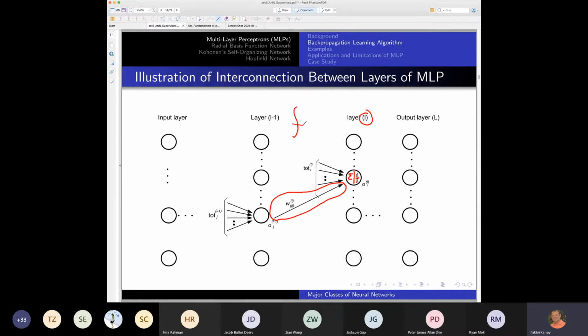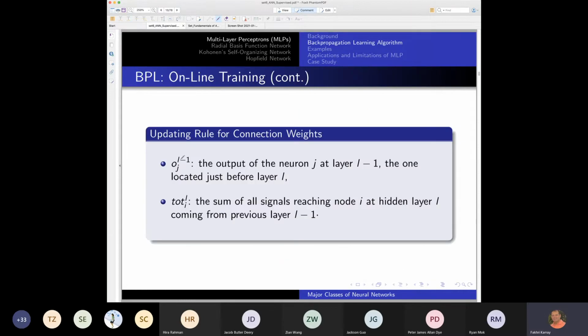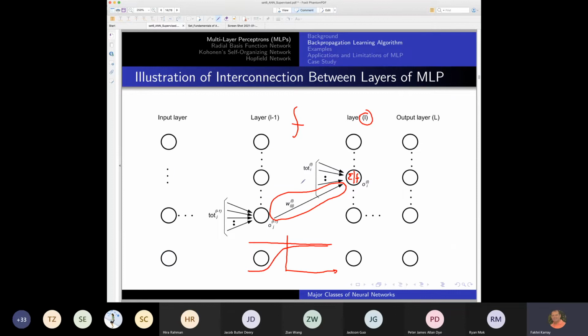And remember that the function f we choose for all these types of neurons is the sigmoid function, which is an infinitely differentiable function. And it has this particular behavior. If I draw it this way, the sigmoid function behaves in this way. It will never surpass the value of 1. The maximum of the sigmoid function is equal to 1, and the minimum value is equal to 0. So that's what I wanted to share with you here. O_j^(L-1) is the output of neuron j at layer L-1, the one located just before layer L. net_i^L, the one I just showed you, is the sum of all signals reaching node i at layer L coming from layer L-1. This is exactly what I explained to you a few moments ago.